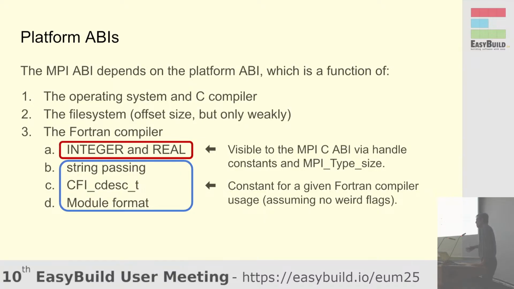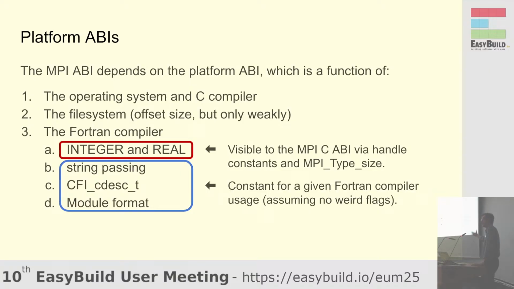And I've been on WG5 for the last 4 years or whatever, so I understand why the problem is the way it is. I don't like it, but I don't have a time machine, so it is the way it is. And the other things in the Fortran compiler that don't matter as much to see, like string passing, CFI descriptor, those ABIs are visible at the compiler level, but don't really show up in C. And then the module format.